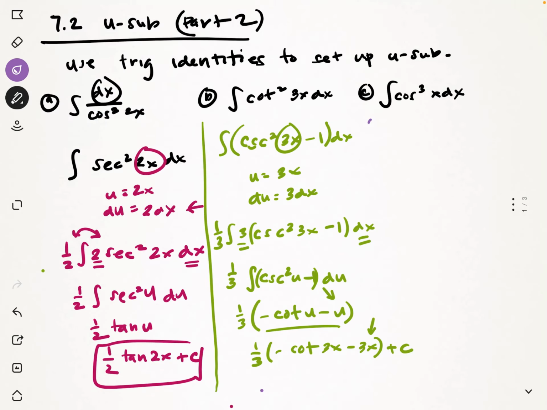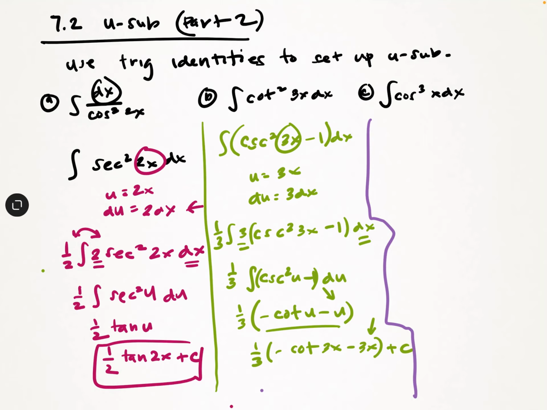Okay, and then on to part C. So this one's a little bit trickier still. What we want to know here is that cosine squared x times cosine x is the same thing as cosine cubed x. So we're going to separate it into a cosine squared and a cosine. Now, we know that cosine squared from the Pythagorean identity is going to be the same thing as 1 minus sine squared. So this thing becomes 1 minus sine squared x.